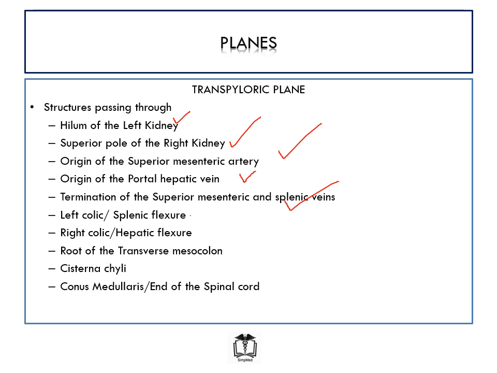The left colic flexure, also called the splenic flexure, is found there. The right colic flexure, also called the hepatic flexure, is found there. These are just the junctions between the transverse colon and the ascending and descending colon, respectively.